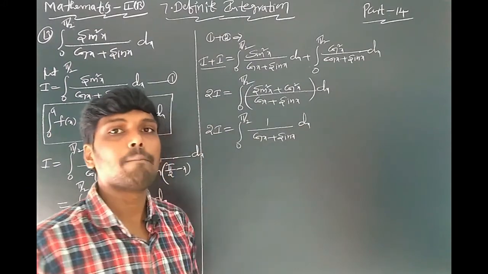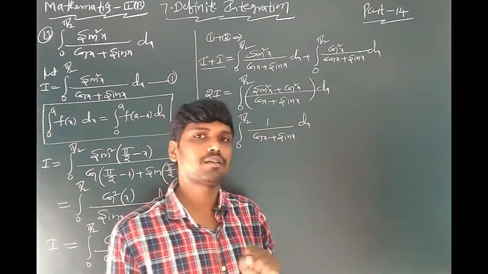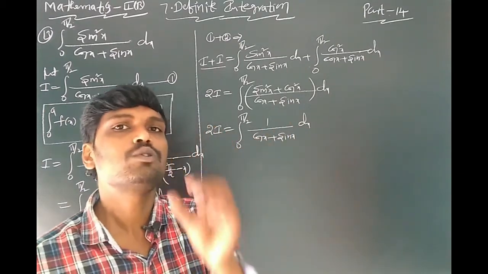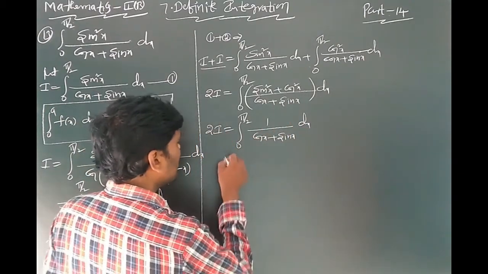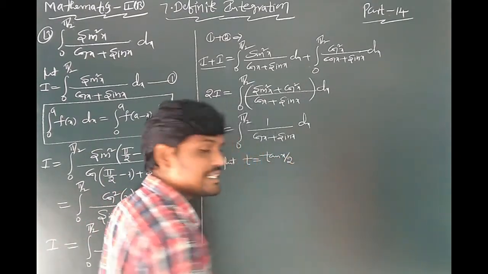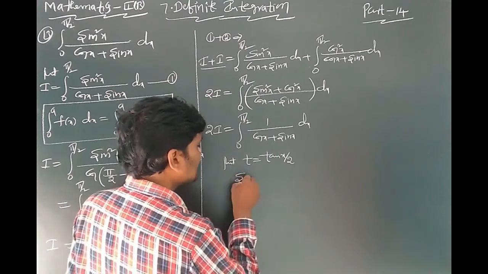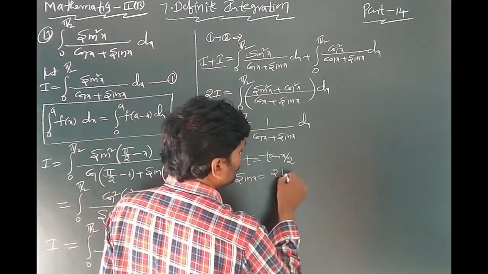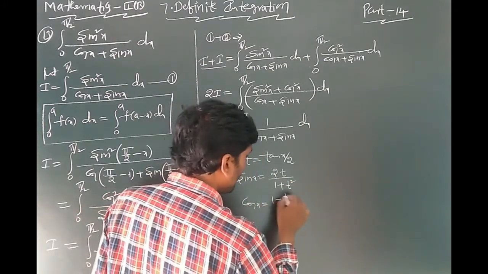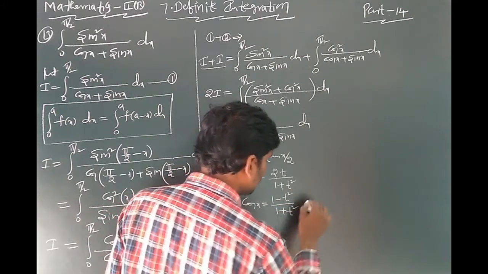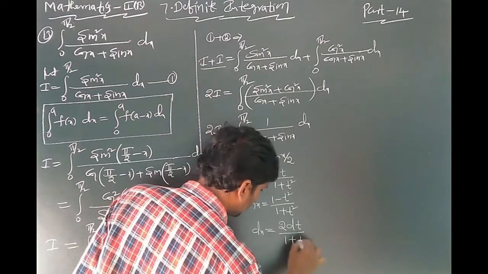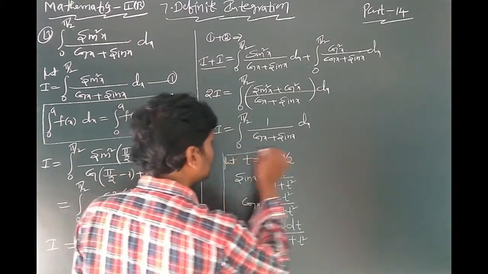This is method number 8 in the integration part. These are similar, and here you can use one working rule. What is that? Put t is equal to tan x by 2. Sin x is equal to 2t by 1 plus t square. Cos x is equal to 1 minus t square by 1 plus t square. dx is equal to 2 dt by 1 plus t square. This is method number 8.